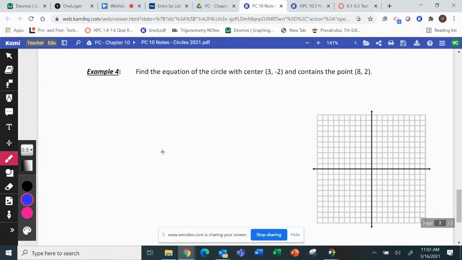The center is (3, -2). It contains the point (8, 2). So the center of the circle doesn't have the actual circle going through it, but I know the circle goes through (8, 2). So there's an approximate graph. So I have the center. I can already write (x minus 3) squared plus (y plus 2) squared. I just don't know the radius.